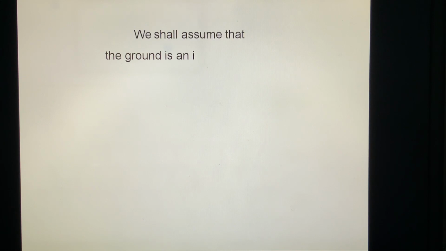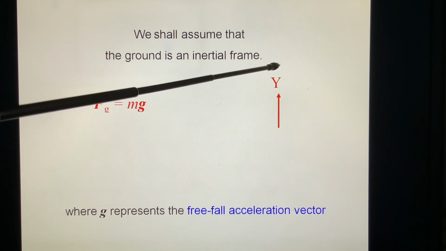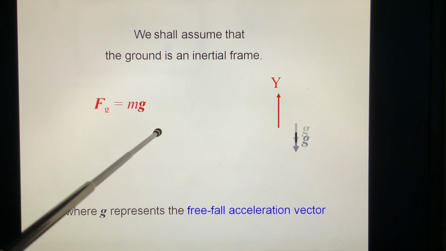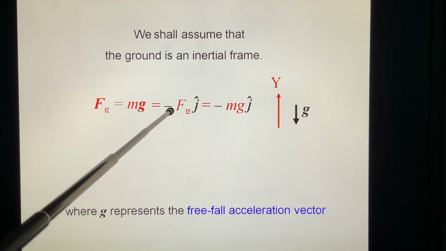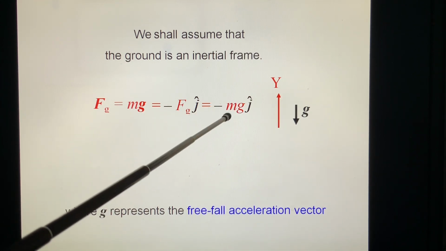We should assume that the ground is an inertial frame. So F_g equals m g, where g represents the free-fall acceleration vector. Now, you have a choice. Take the y direction, positive is upward, and g is always downward. So in this case, rewrite the equation as F_g equals minus j times m g. We have the direction here, minus g, because it goes down. So this F_g is minus m g.